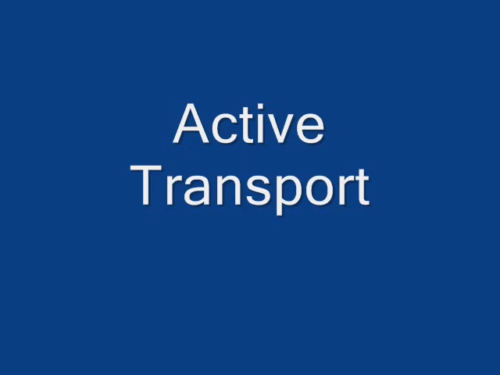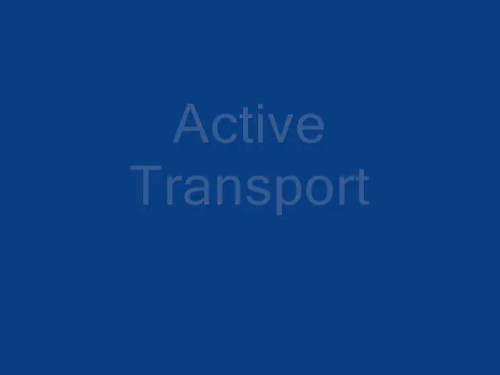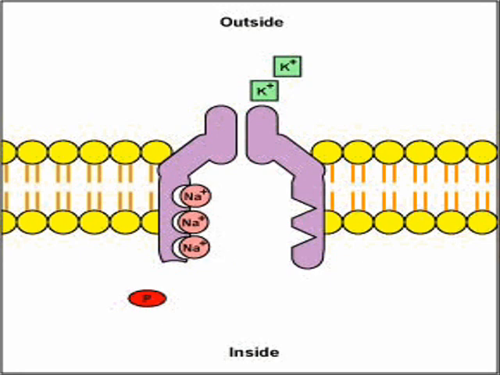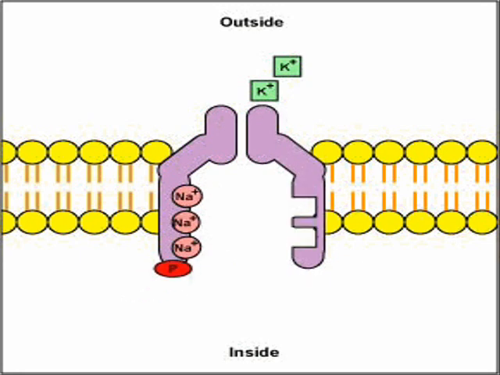Active transport requires energy to move substances against their concentration gradients. One of the most important carrier proteins in animal cells is the sodium-potassium pump. Sodium ions inside the cell bind to the carrier protein. A phosphate group from ATP transfers energy to the protein.